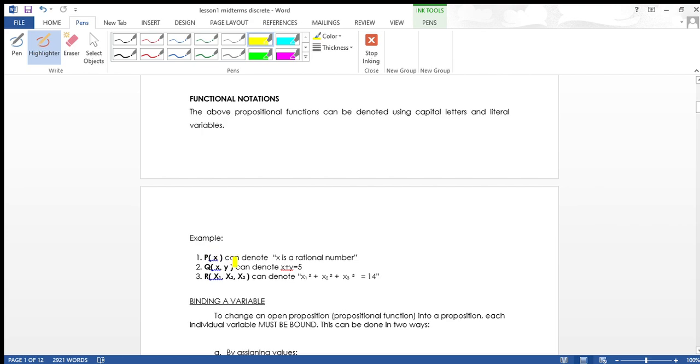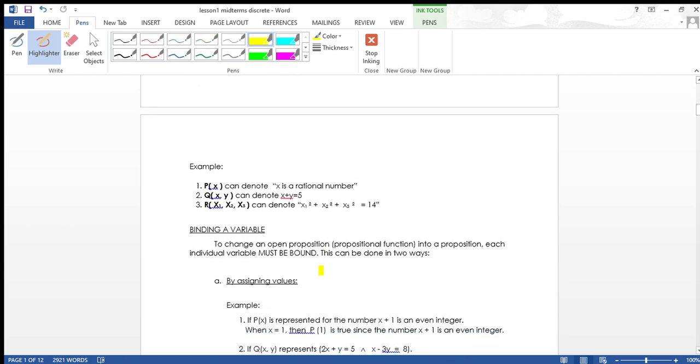And then the second example, we have the function is q, and then we have the variables x and y, which can now be described as x plus y is equal to 5. So this is now your function, x plus y is equal to 5. The third example, you have your function is r, your variables are x1, x2, x3, where this function can now be denoted as x1 squared plus x2 squared plus x3 squared is equal to 14.